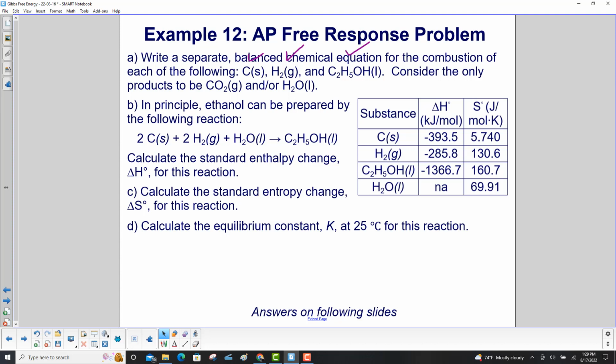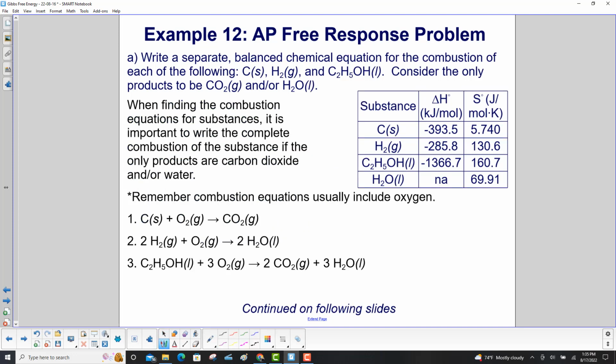Calculate the standard enthalpy change for the reaction. Then Part C, calculate the standard entropy change. Part D, calculate the equilibrium constant at 25 degrees Celsius for the reaction. Now write the balanced, separate chemical equation for each of these products combusting. Consider the only products to be carbon dioxide or water.